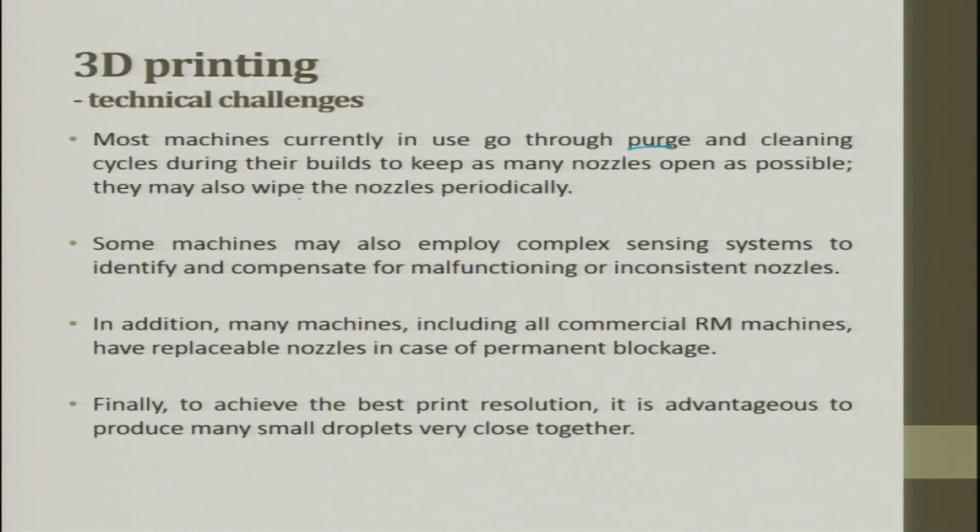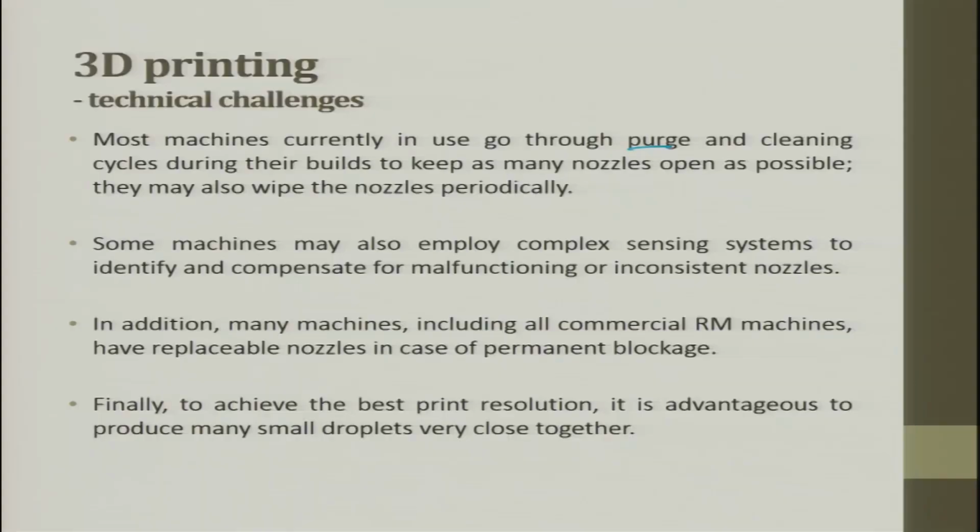They may also wipe the nozzle periodically. So, what they do is they stop, they have something like a dressing cycle, a cleaning cycle, a purging cycle. While the component is made, the head will move out of the table completely, try to purge, and try to clean after 10 minutes or 100 layers, and then it will come back and start doing it. So, this is becoming an inbuilt feature in these machines.